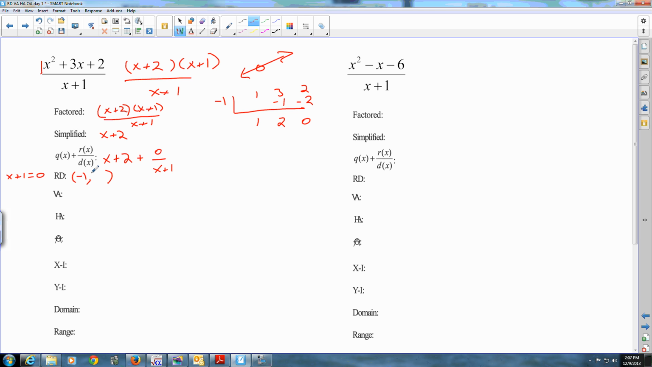Now, if you fill -1 back into the original, it's going to make this piece 0, which is going to make the whole top 0. -1 squared is 1, minus 3, plus 2. The top is 0, the bottom is 0. You get 0 over 0. That's called the indeterminate form. It means it doesn't tell you anything. Okay? There's no information to be gotten from this.